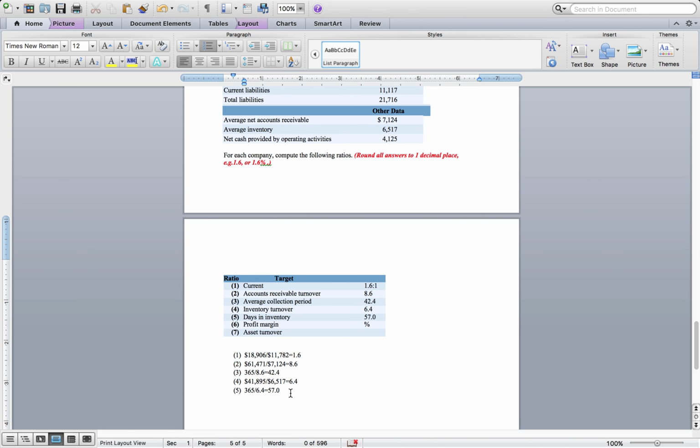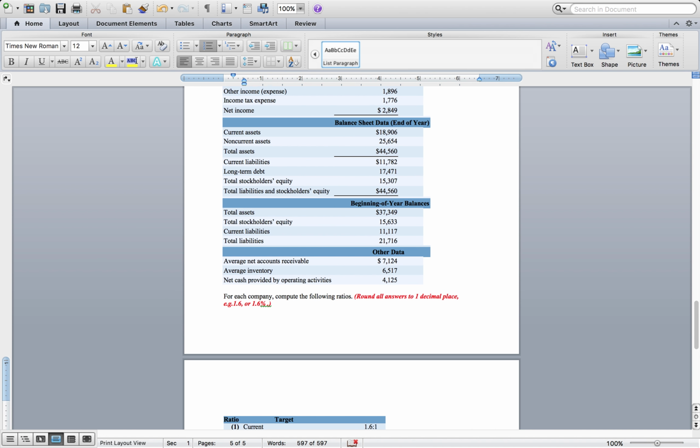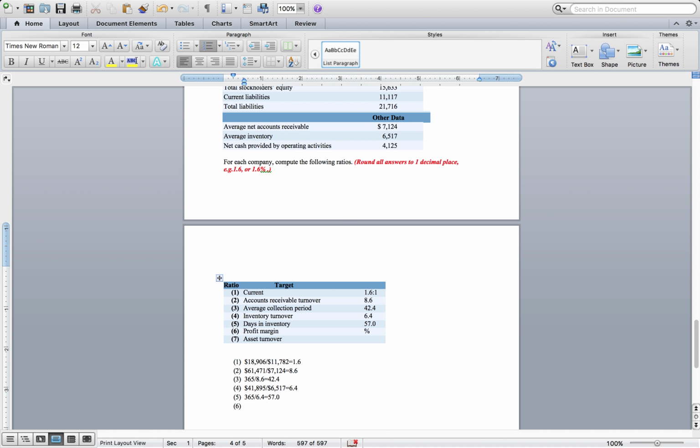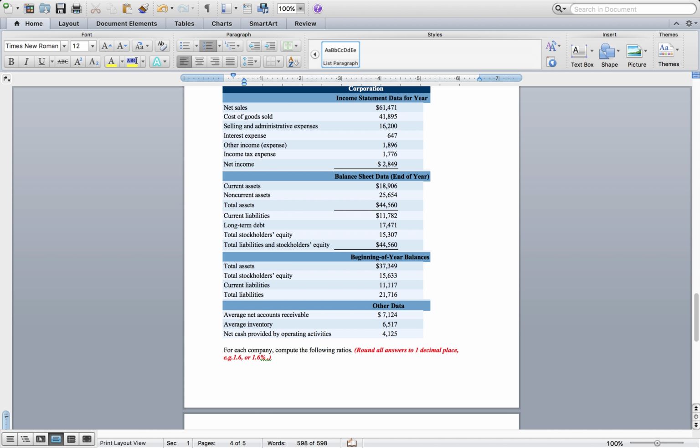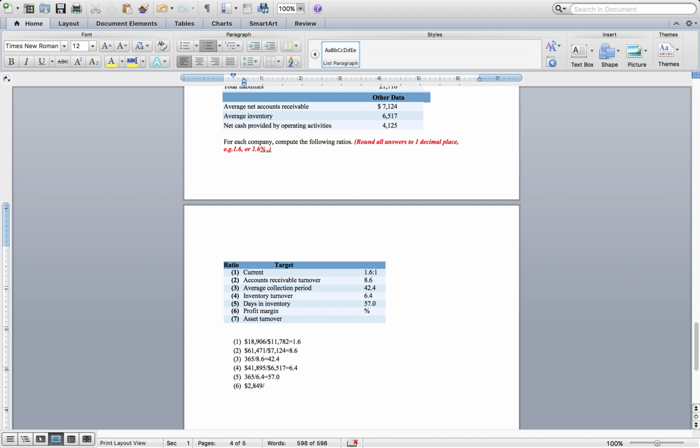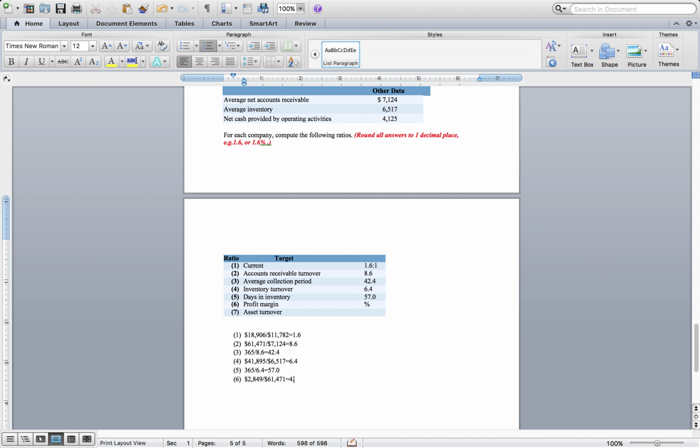Next one now. Number 6. Our profit margin. Let's take our net income, which will come up here, $2,849, and divide by your net sales, which we used a little bit earlier, $61,471. That'll give me a profit margin of 4.6%.